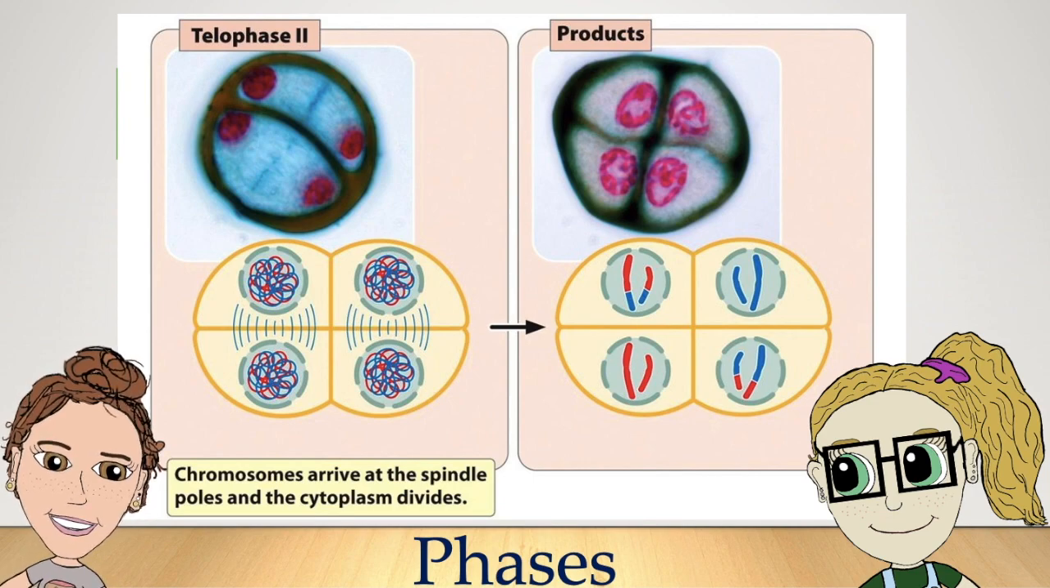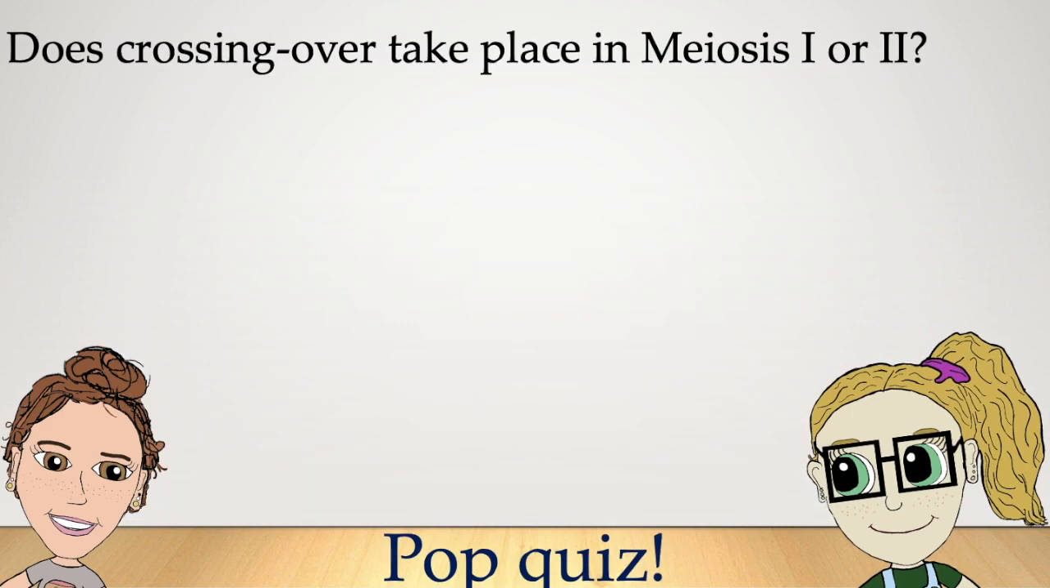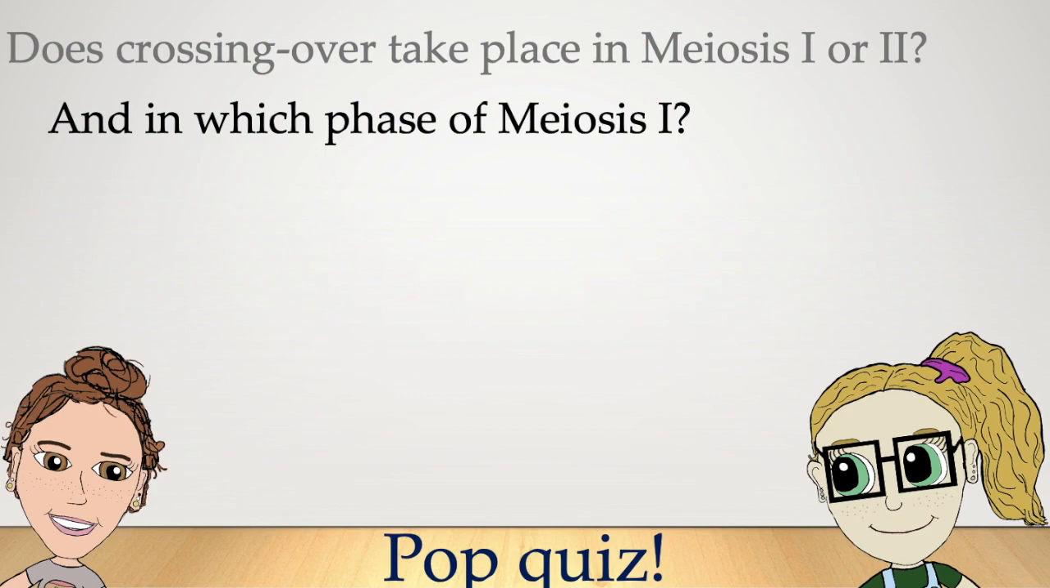Wow, after reviewing meiosis, I feel pretty good. But I think a pop quiz would help, don't you? My thoughts exactly. Hit me with a question. Okay. Does crossing over take place in meiosis 1 or 2? Meiosis 1. And in which phase of meiosis 1?